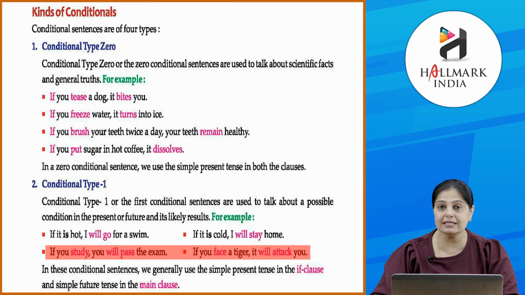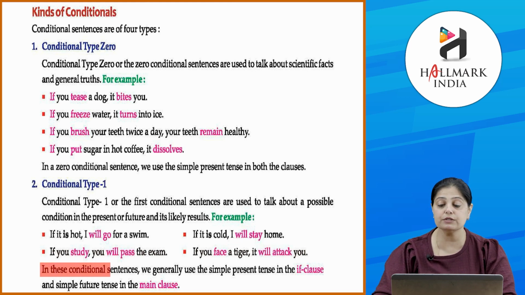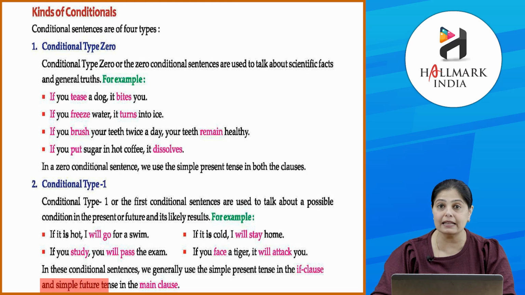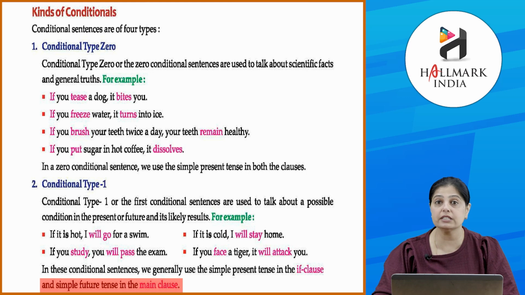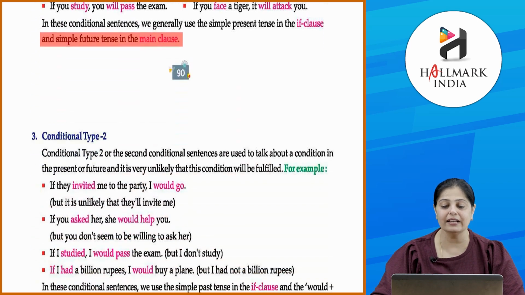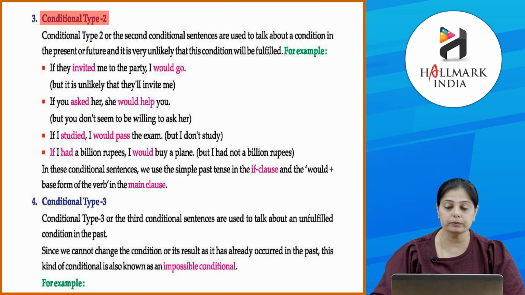Okay. So it says that it is talking about a possible condition. Okay. In the present or future tense. Okay. Now in these conditional sentences, we generally use the simple present tense in the if clause and simple future tense in the main clause. देखो, जैसे हमने बोला ना, if you study, you will pass the exam. तो एग्जाम तो फ्यूचर में है, अभी से पढ़ाई करोगे तभी तो एग्जाम पास करोगे. राइट? क्लियर? ओके. Next is conditional type 2.